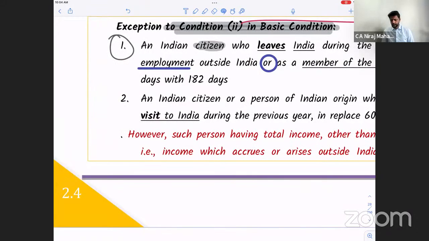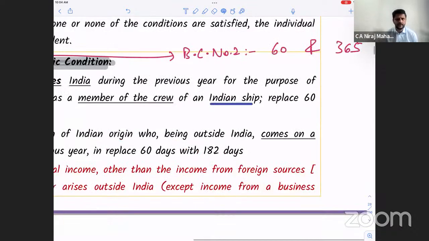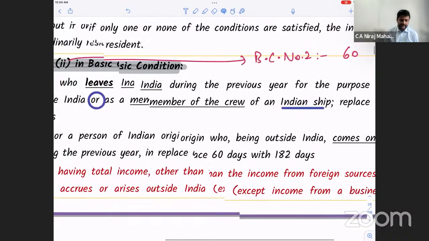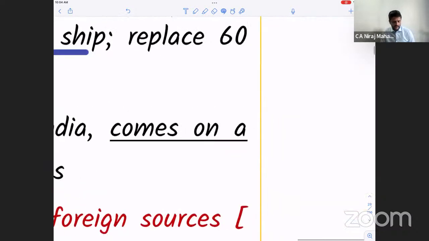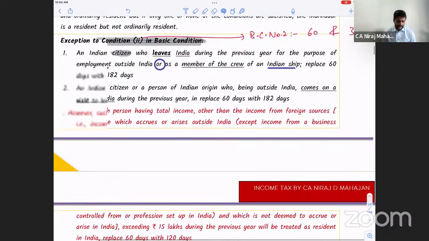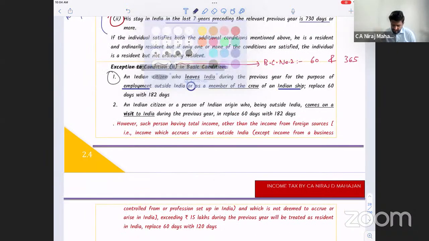That means basic condition number 2, some changes will happen. What changes will happen and why? First case: an Indian citizen leaves India in the current year, but for what purpose? For the purpose of getting a job outside India. So if a person leaves India for the purpose of employment, then what do we say? Replace 60 days with 182 days. And as such, condition 3 will remain as it is.